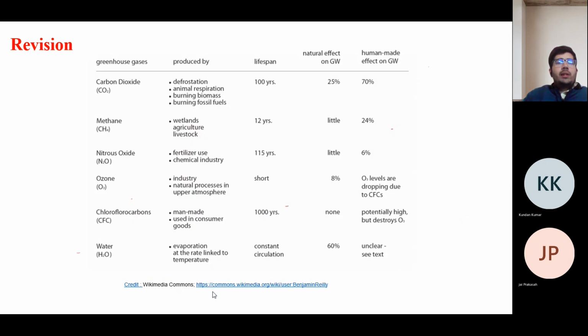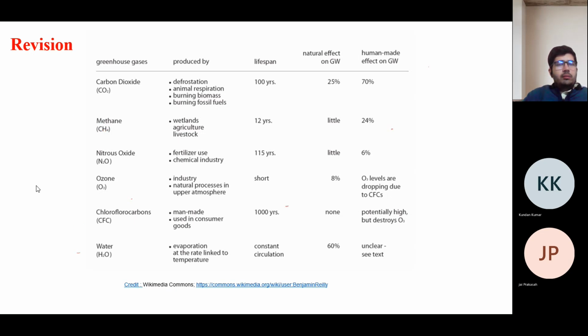In this slide, we have seen different types of greenhouse gases, how they are produced, what the lifespan of those gases is, and what the natural effect on global warming and the human-made effect on global warming are.